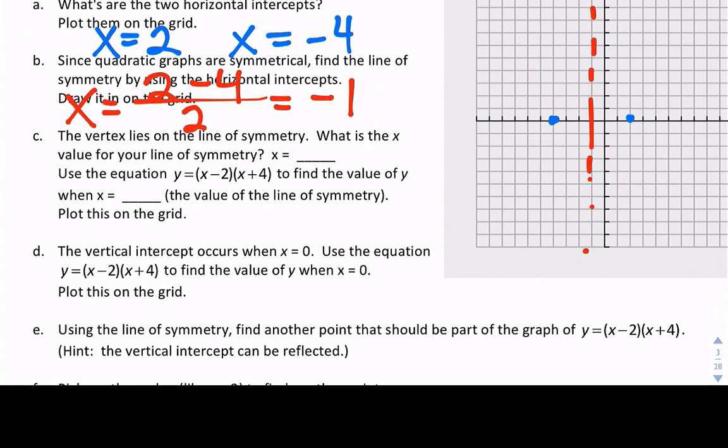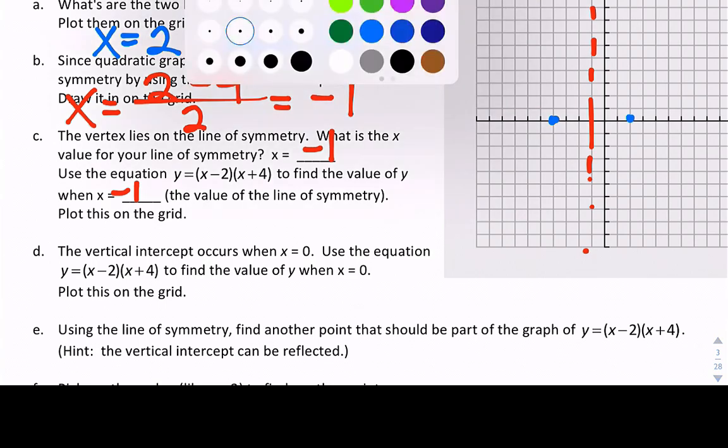The vertex lies on the line of symmetry. What is the value for your line of symmetry? We figured that out. That's negative 1. But now we're going to find where on this line the point is actually going to be. So let's plug in a negative 1 for x and solve for y. We need the y value.